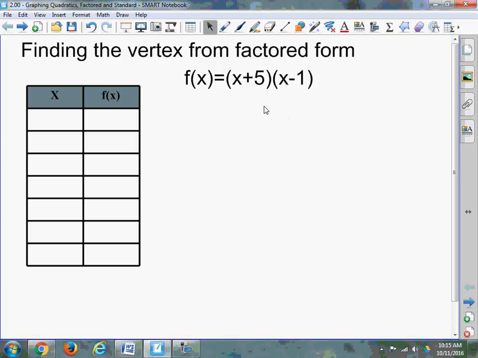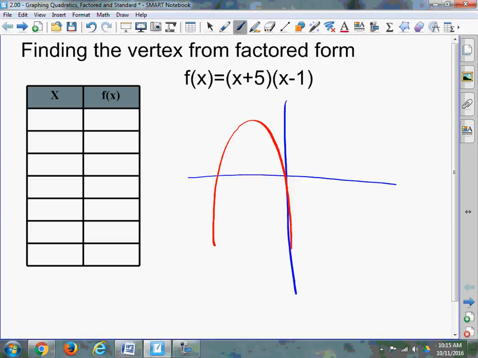The purpose of this tutorial is to find the vertex from factored form. Now, the reason you would want the vertex from factored form is to help you when you're graphing. Because if we're graphing a quadratic equation, you're going to get a parabola, and the most important point is that point in which it's changing from going up to going down, which would be your vertex. Or if it was facing up, when it's going from decreasing to increasing, which would still be your vertex.